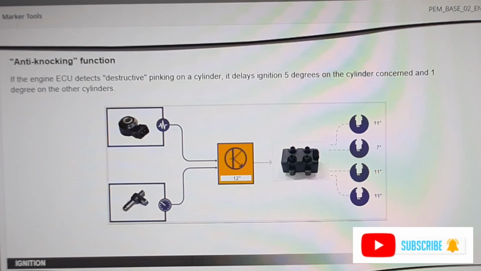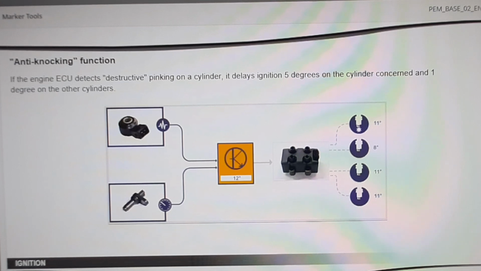The computer then gradually returns to the initial advance minus 1 degree on the cylinder concerned. All the cylinders return to the initial advance after a determined period. This correction can be viewed on the clip.